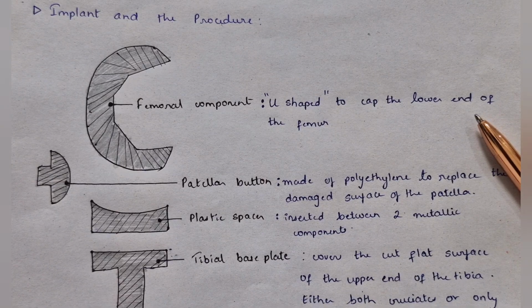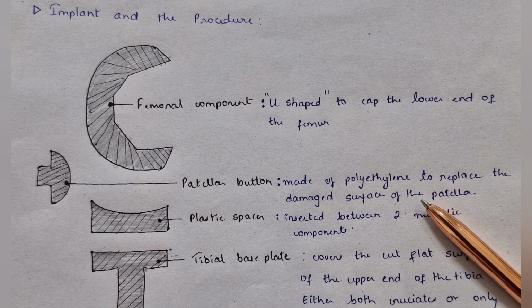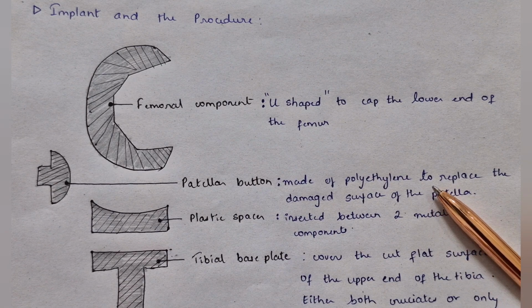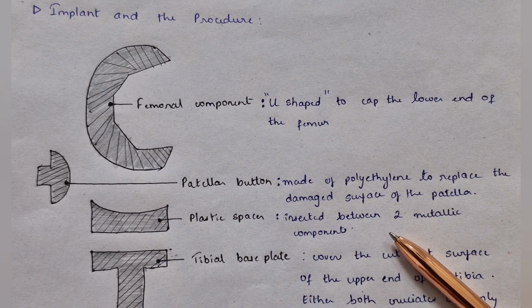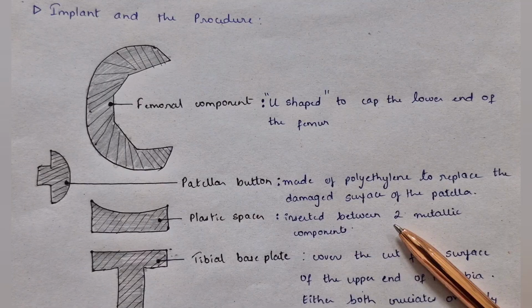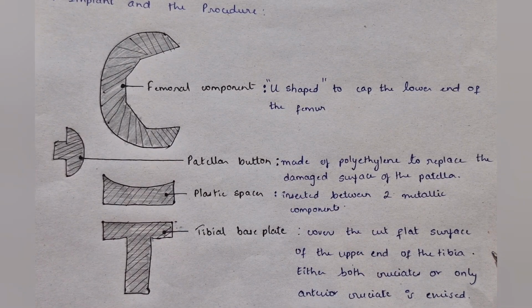Femoral component is U-shaped to cap the lower end of the femur. Patella button made of polyethylene to replace the damaged surface of the patella. Plastic spacer inserted between two metallic components. And tibial base plate covers the cut flat surface of the upper end of the tibia. Either both the cruciates or only the anterior cruciate is excised.